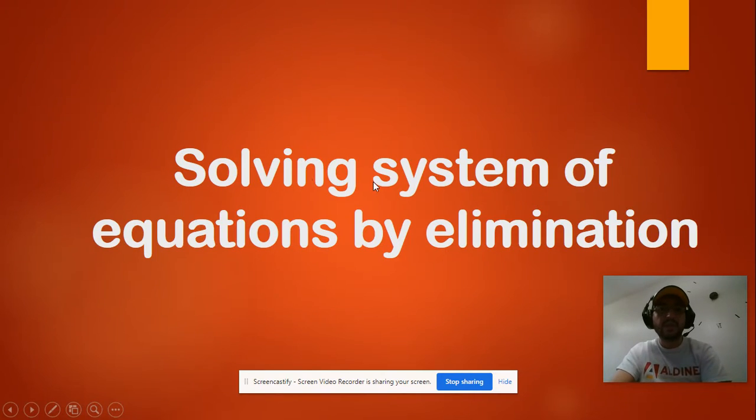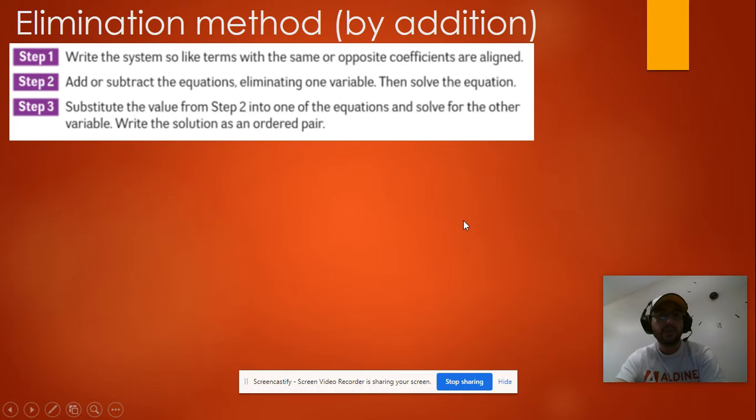Okay, today we're going to learn how to solve a system of equations by the elimination method. Now, let's go over the steps and then we're going to go over the example. Step number one, we need to write the system so the like terms are aligned, like the x with the x, the y with the y, and the constant with the constant.